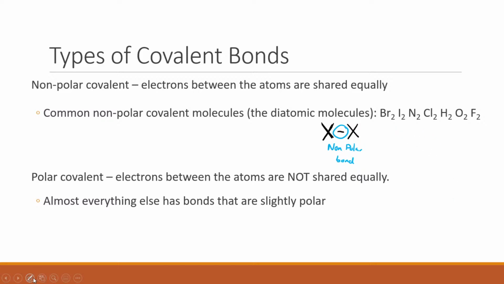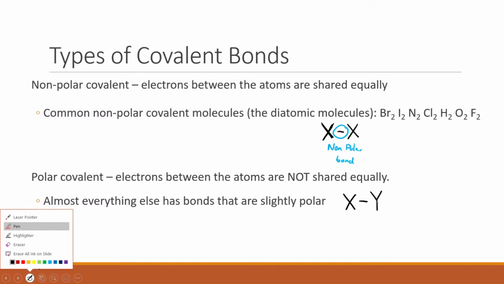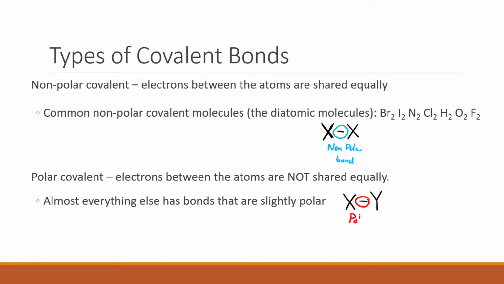Quite literally, everything else will be a polar bond. If the two things that are connected are not the same element, you end up with a polar bond. Because there's no way that these two different elements have the same pull, that they pull on the electrons with the same strength.